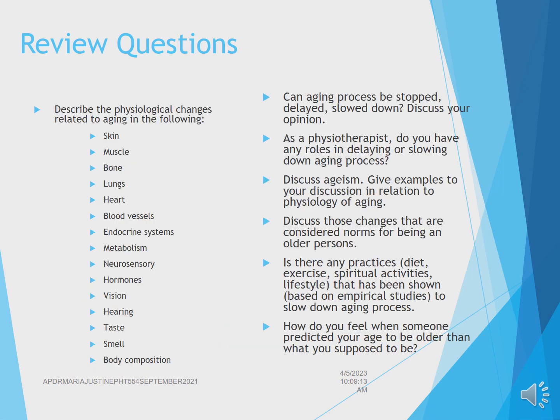Okay, so again, here are some of the review questions. Can the aging process be stopped, delayed, slowed down? Discuss your opinion. As a physiotherapist, do you have any role in delaying or slowing down the aging process? Discuss ageism. Give examples to your discussions in relation to physiology of aging. Discuss those changes that are considered norms for being an older person.